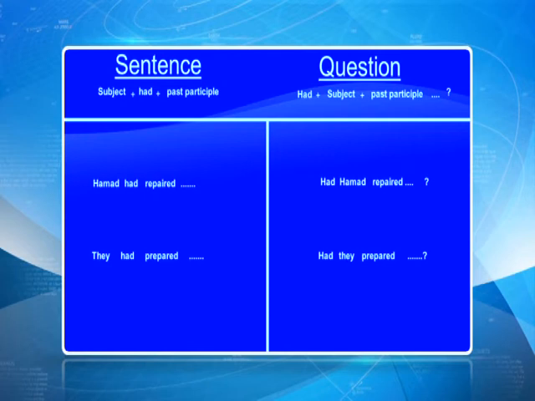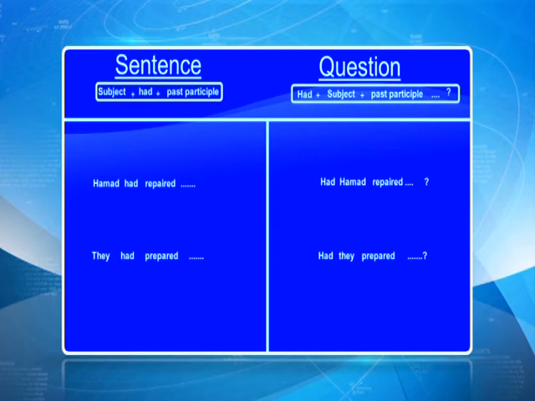Okay, so you start with the helping verb or the auxiliary verb had, and then the subject, and then the past participle. Okay, let's practice. Hamad had repaired his car, or Hamad has repaired his laptop. Now we have subject and then had and then the past participle of the verb.